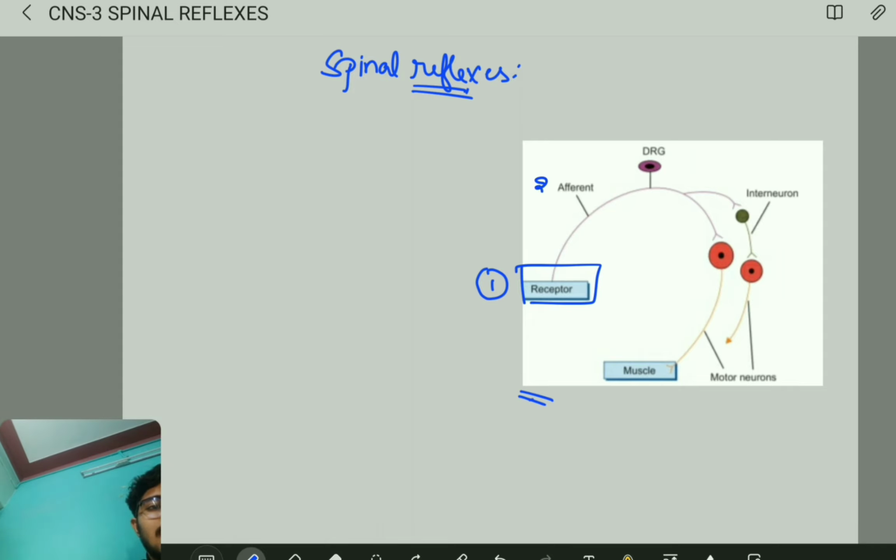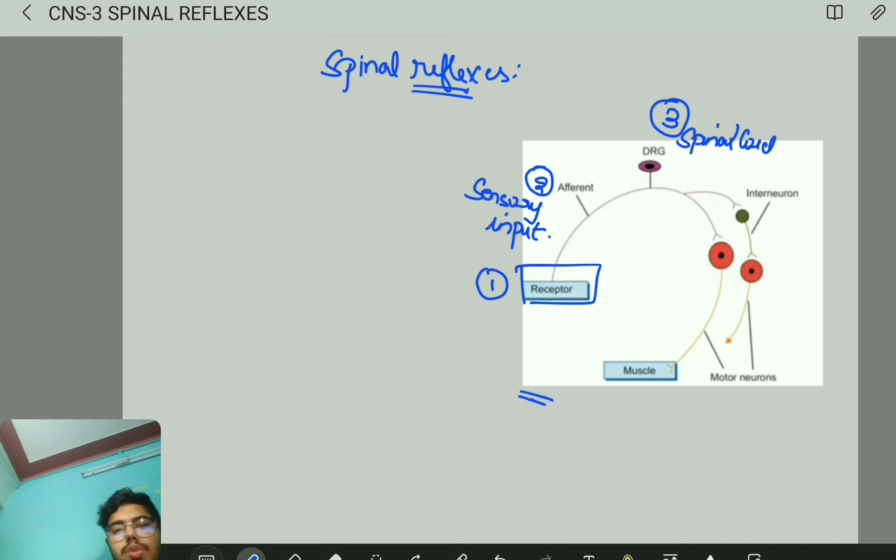Second component is our afferent. What is this afferent? Which input is that? Sensory or motor? Yes, it is sensory input. This is your second one. The third one is your spinal cord, right?